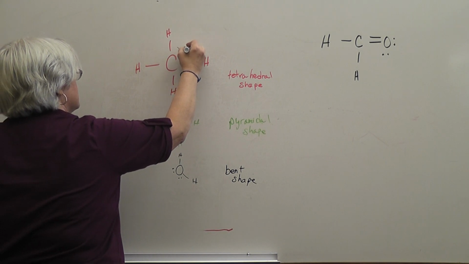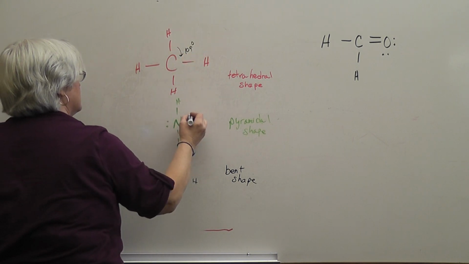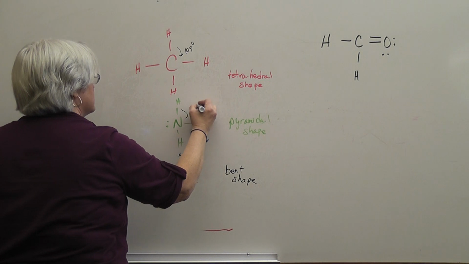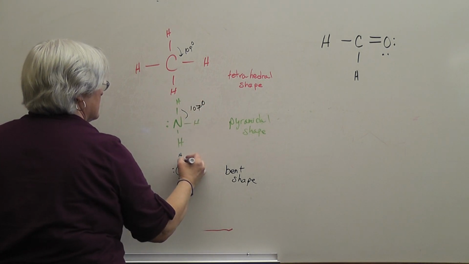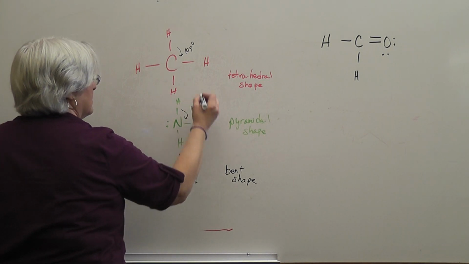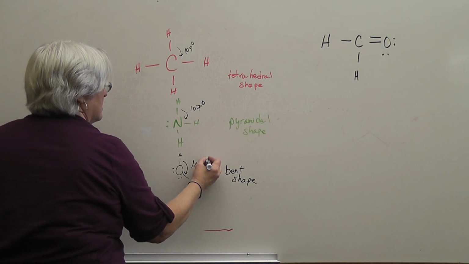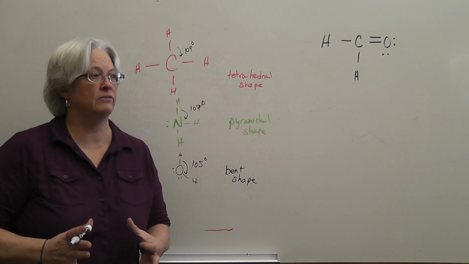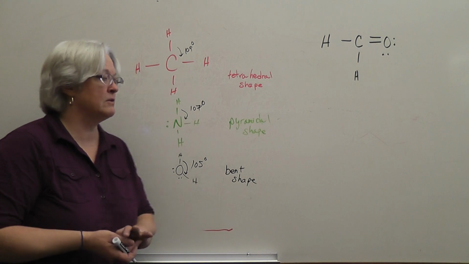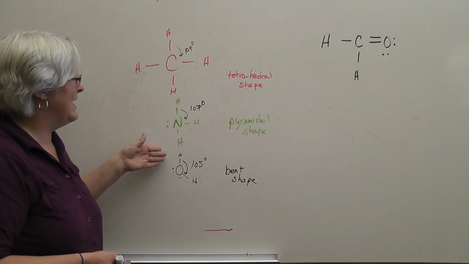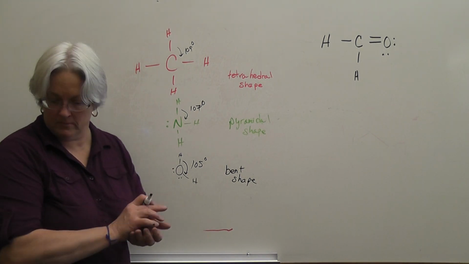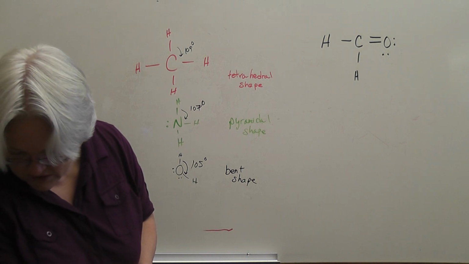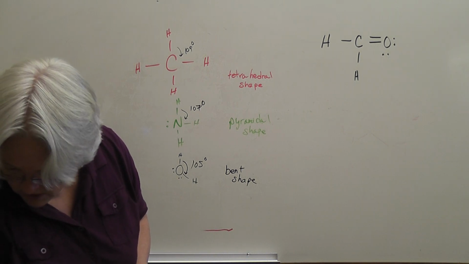Right here, this is about 109 degrees. Right here, this is 107 degrees. Right here, this is 105 degrees. And this is specific information that you have to know for each one. Okay, that's our tetrahedron shape.